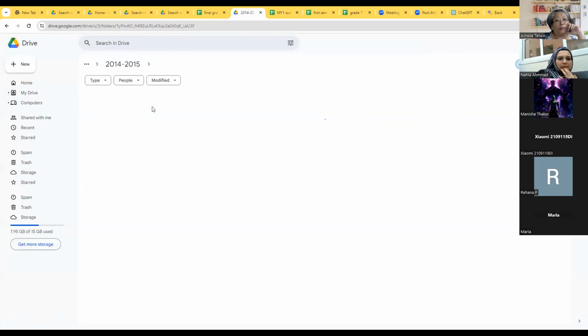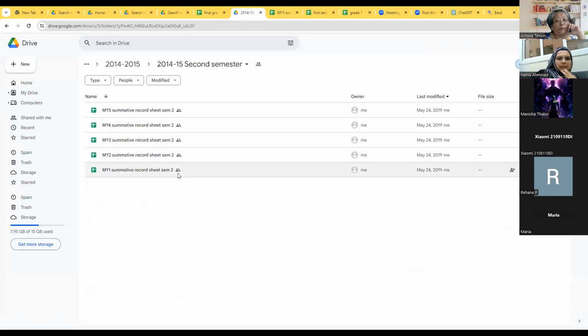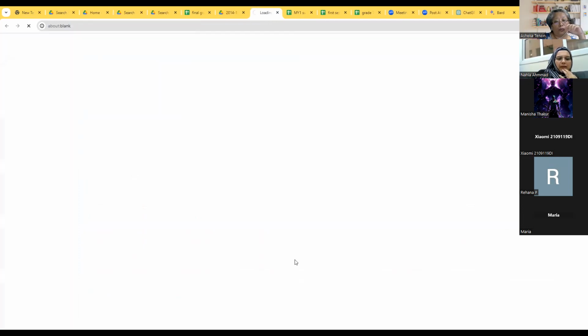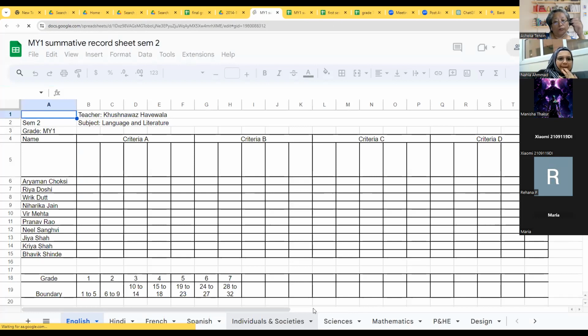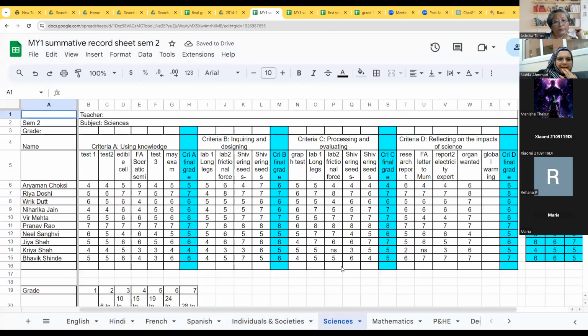Then the second semester record, if I have to show you for sciences. Okay. Now see what I have done. I have added the first semester grade. This was there in the first semester, right? And these are the assessments that I took in the second semester. And then looking at the whole grade of the year, this is the final grade.